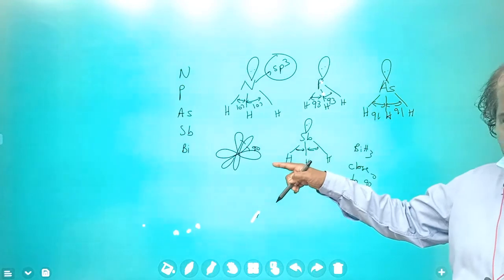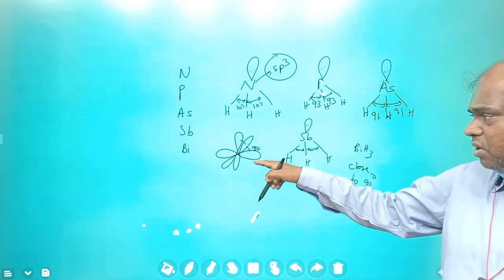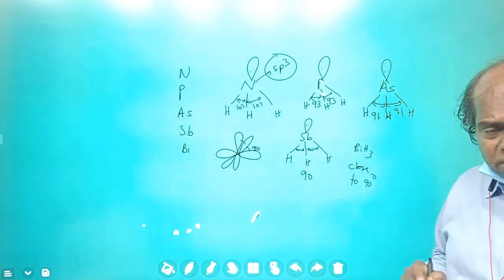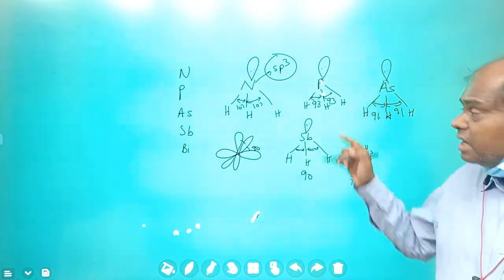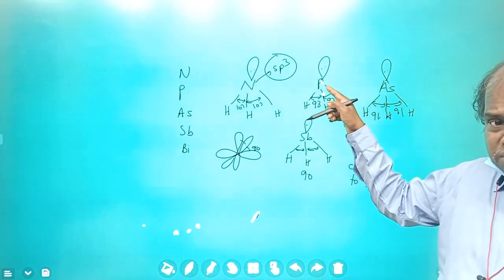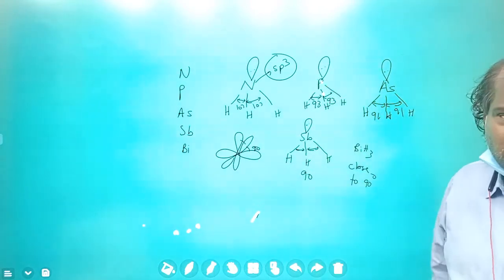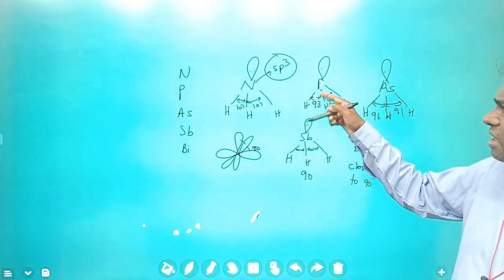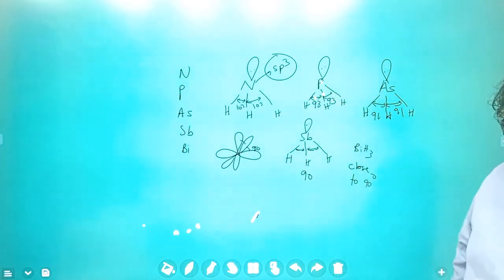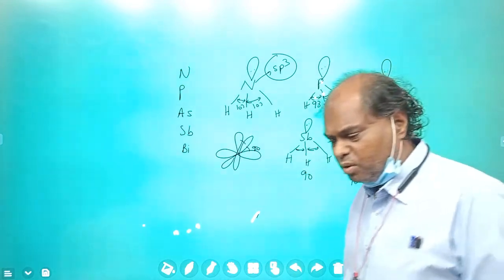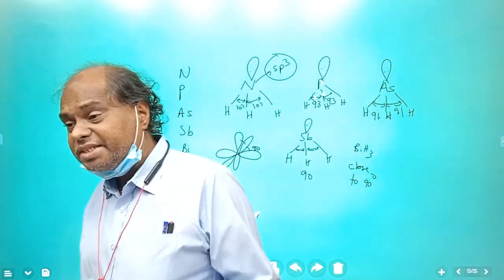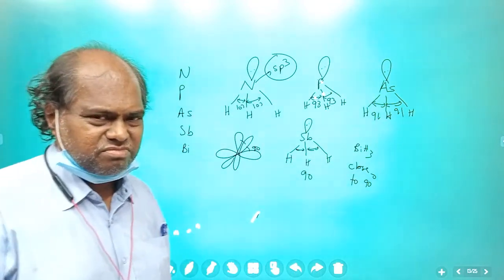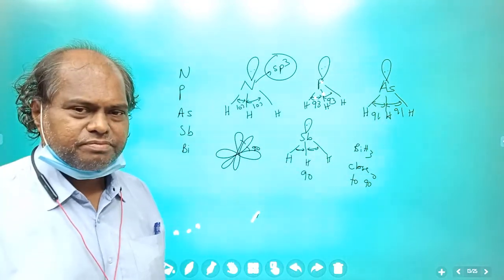Let me repeat. For p orbitals, the angle is 90. Here also it is close to 90. That means here the p orbitals are doing the bonding. One bond is formed due to the overlap of the px orbital, one bond due to the overlap of the py orbital, and the other bond is from the overlap of the pz orbital with the s orbital of hydrogen.